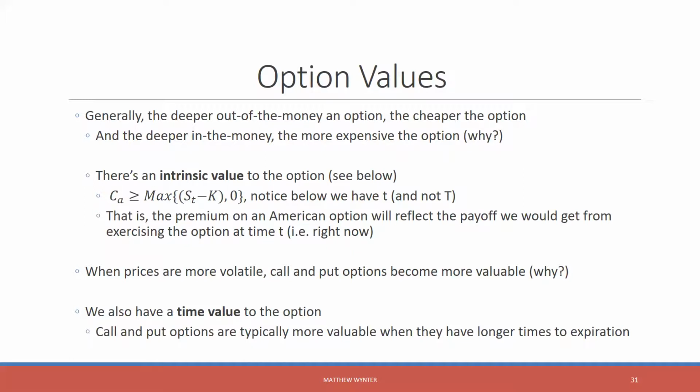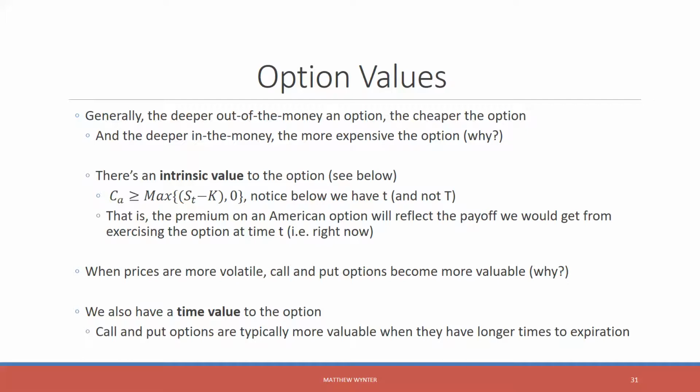I am going to take as much of that value as I possibly can as a market participant. So the least that I'm going to charge you is $30. Why? Because you can exercise this option right away. I might charge you more than just that $30, which is why it's greater than or equal to. And part of the reason why I'm going to charge you more is because there's also a time value to the option. So call and put options are typically more valuable when they have longer times to expiration.